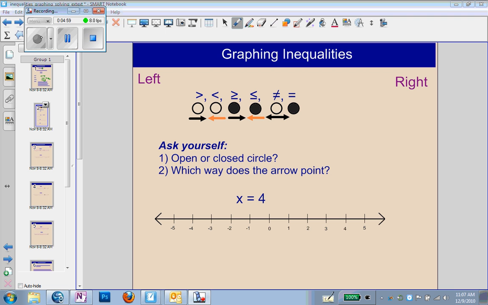Good. All right, when you're graphing inequalities, there are two things you have to think about. Open or closed circle, and which way does the arrow point when you graph. Now, we've seen with equations, all we do is we graph the equation by putting a closed circle on whatever our solution is. And that's very simple. There's no arrows or anything like that. It's just very simple. But it's a little different when we get to inequalities.